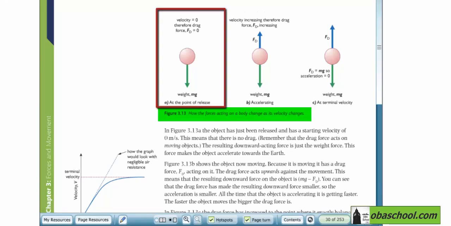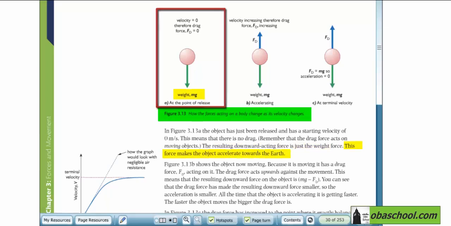The first one is at the point of release of the ball. The velocity is 0, therefore the drag force Fd is equal to 0, and we only have the weight mg acting on the ball. The resulting downward acting force is just the weight force. This force makes the object accelerate towards the earth.